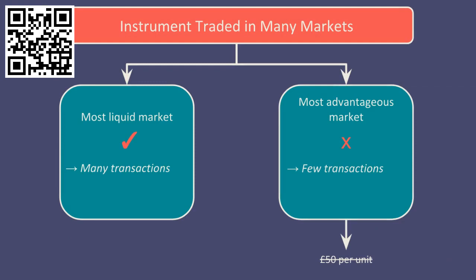So if we want to get a more realistic measurement of fair value, we should value according to the most liquid market, which is the market with the most transactions going through it. So even though that market might only have a value of 40, we'd be more likely to realize that value of 40 than the most advantageous value of 50. So we base our measurement not on the most advantageous market, but on the most liquid market.